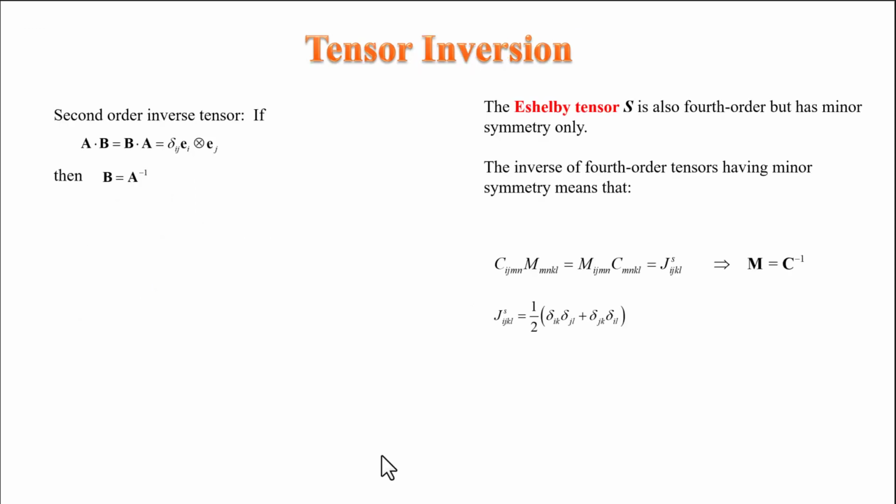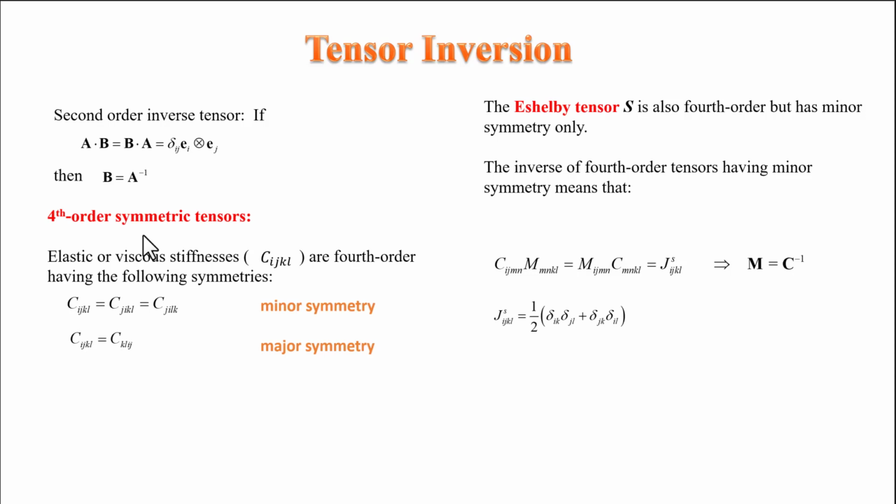In all these expressions, repeated indices stand for summation over the range of 1 to 3. So tensors also can be inversed. For second-order tensor, if A dot B equals B dot A, and the result is a unit tensor, so it's a Kronecker delta δ_ij, then we say A and B are inverse of each other. B is the inverse of A. And this inversion can be carried out just with matrix inversion.